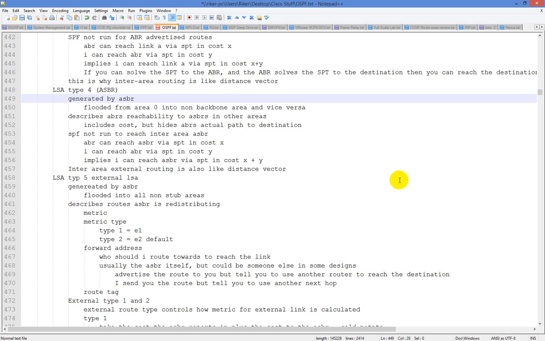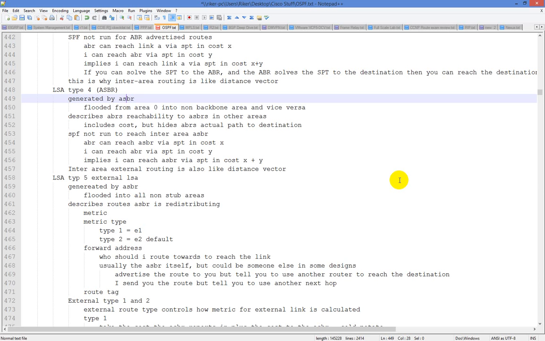So the forward address. So who should I route towards to reach the link? Usually the ASBR itself, but could be someone else in some designs. So I advertise the route to you, but tell you to use another router to reach the destination. I send you the route, but tell you to use another next hop.